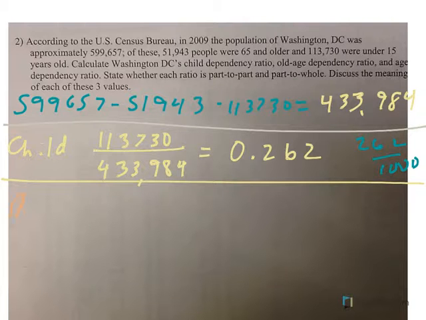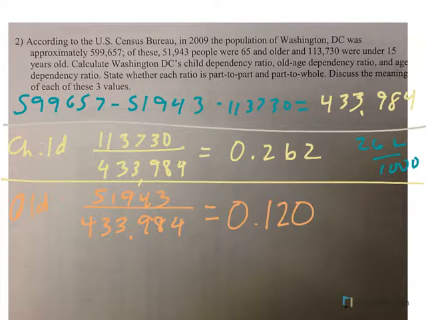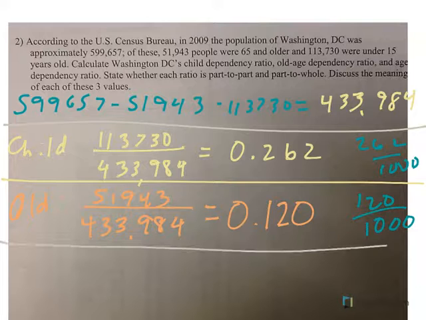Okay, so the next one, old age. Let's talk about our oldies. So we take the old population, 51,943, and we put it over the working population, 433,984. That decimal approximation is 0.120. So we have 120 oldies dependent on 1,000 workers. Now that's way less. It just seems like in DC there's just not that many oldies, I guess you could say.